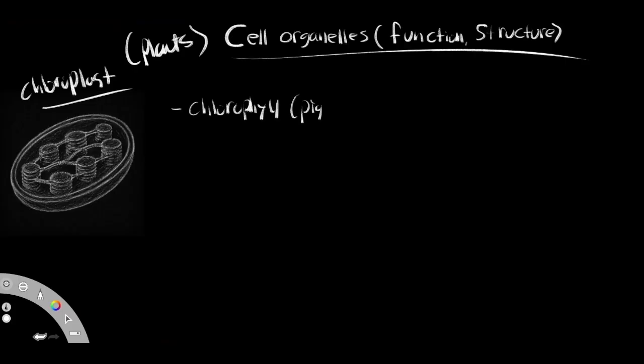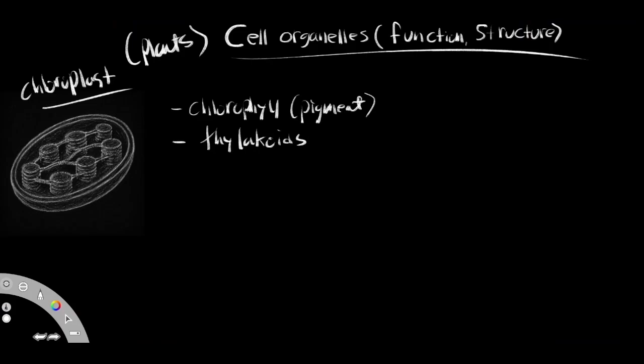Right, so it's a pigment actually found in plants. It has a stack of thylakoids. So these individual circles there are grana. You put them together, it's called a thylakoid.